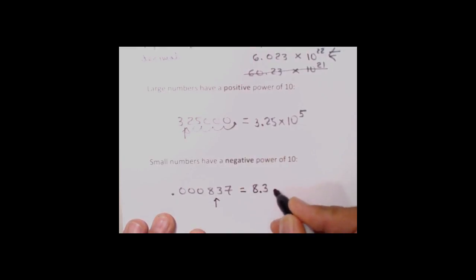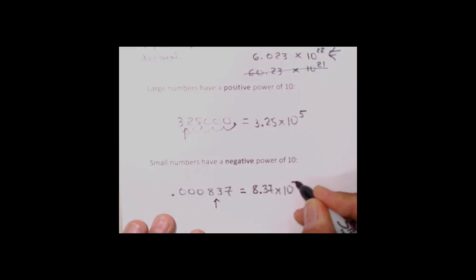Here it comes. Times 10. Now remember, this is going to be a negative exponent. If it's positive, you normally don't write the plus, but negative you have to. How many places do we have to jump the decimal point? 1, 2, 3, 4 places. So that means this is 8.37 times 10 to the negative 4.